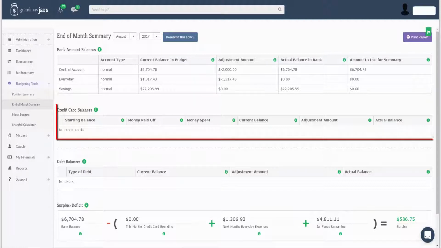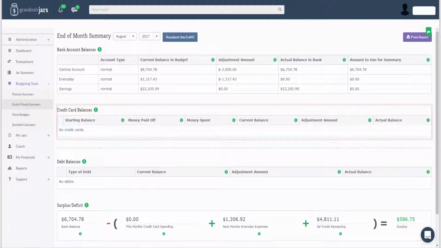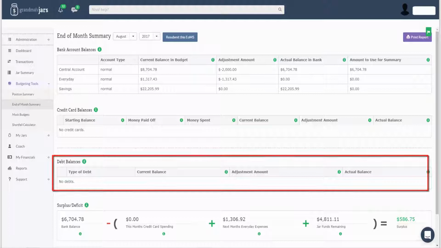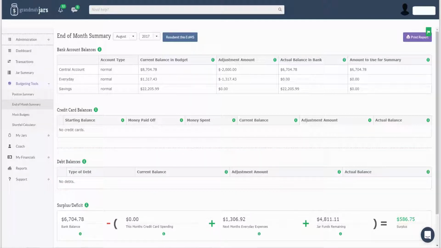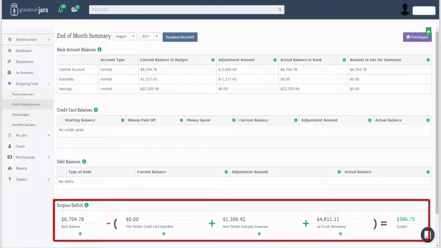We can then also update our credit card balances and the balances owing on our debts. But the most important feature of this process is the surplus deficit formula down the bottom here. This is a formula that tells us whether or not our bank account matches what our budget says we need.